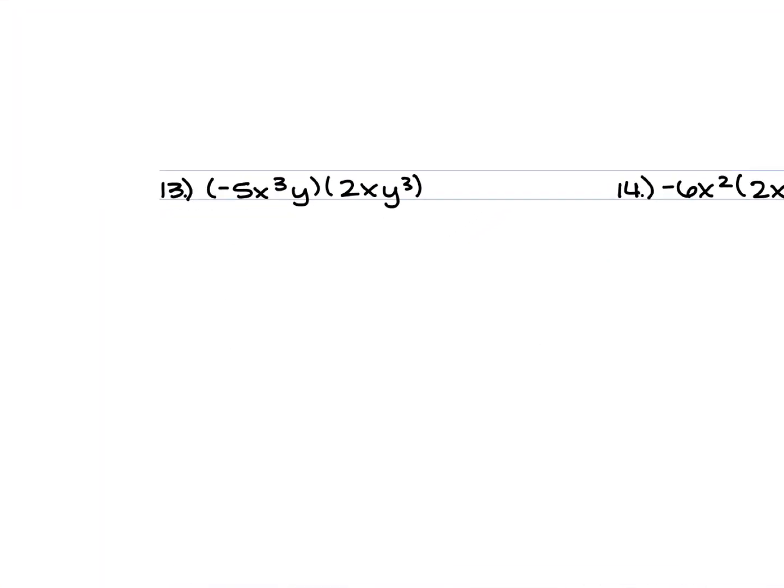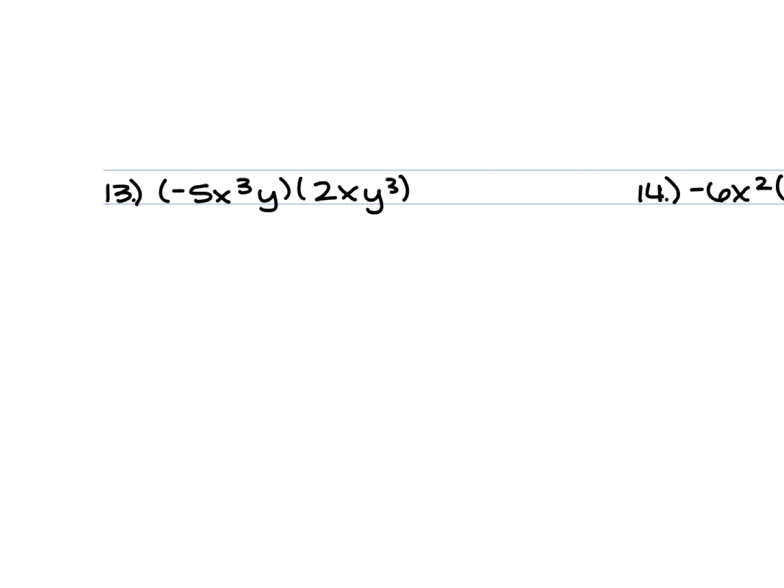For number 13, we have negative 5x cubed y times 2xy cubed. So remember with these, if you have a monomial times a monomial, you're going to multiply the coefficients together. Then you'll multiply your bases together. If they're the same base, you add the powers. So we're going to do negative 5 times the 2. Then we have x cubed times x, which is raised to the first power. We add those powers. Then y, which is raised to the first power, times y cubed. So we'll add those powers.